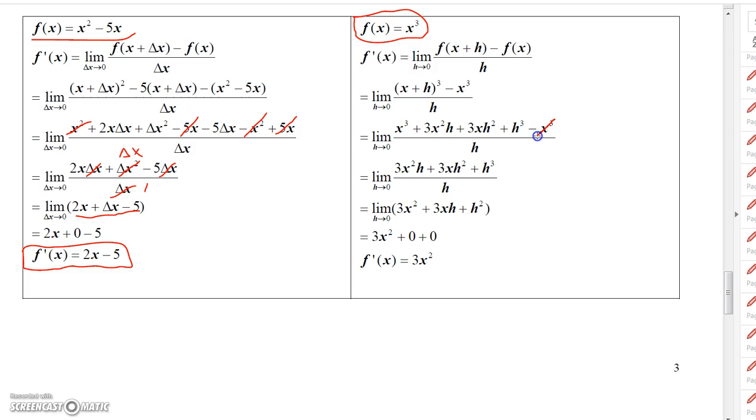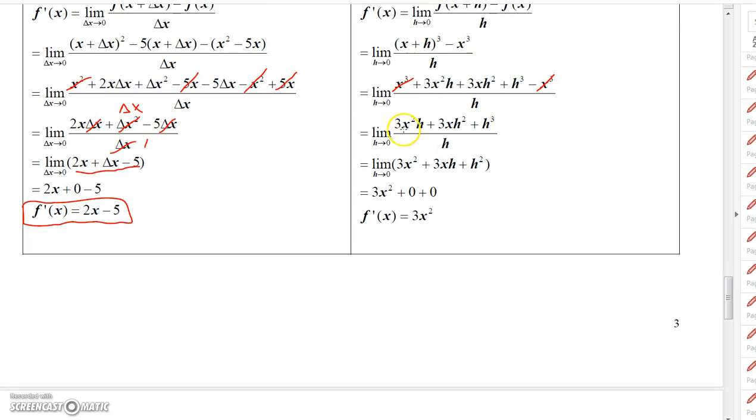And then what's going to happen is x cubed minus x cubed cancels. So now you get 3x squared h plus 3xh squared plus h cubed. And then you can divide h into each of these terms. If you divide this by h, it's just going to cancel it. If you divide this by h, you're just going to get 3xh. And if you divide this by h, you're going to get h squared. And of course, if you divide the bottom by h, you just get 1. So you end up with 3x squared plus 3xh plus h squared.